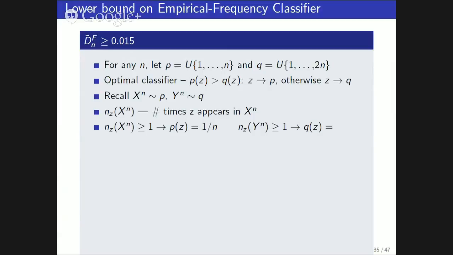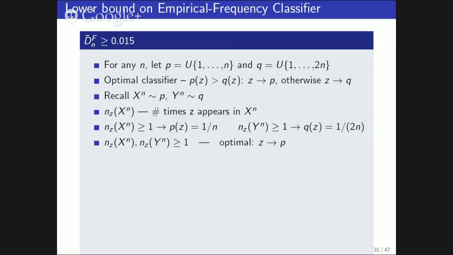On the other hand, if z appeared in yn, if nz of yn is bigger than 1, that means that q of z is what? Because y is generated according to q, and q assigns everything probability 1 over 2n, so its probability is 1 over 2n. And therefore, the omniscient classifier, the one that's not restricted to be label invariant, if z appears in both training sets, it better assigns it to p, to the distribution that's generated by 1 up to n.